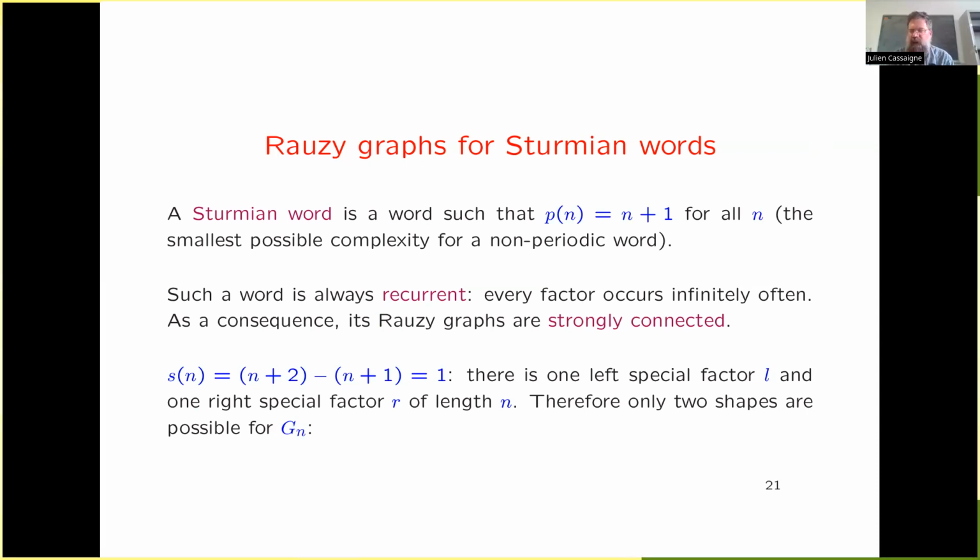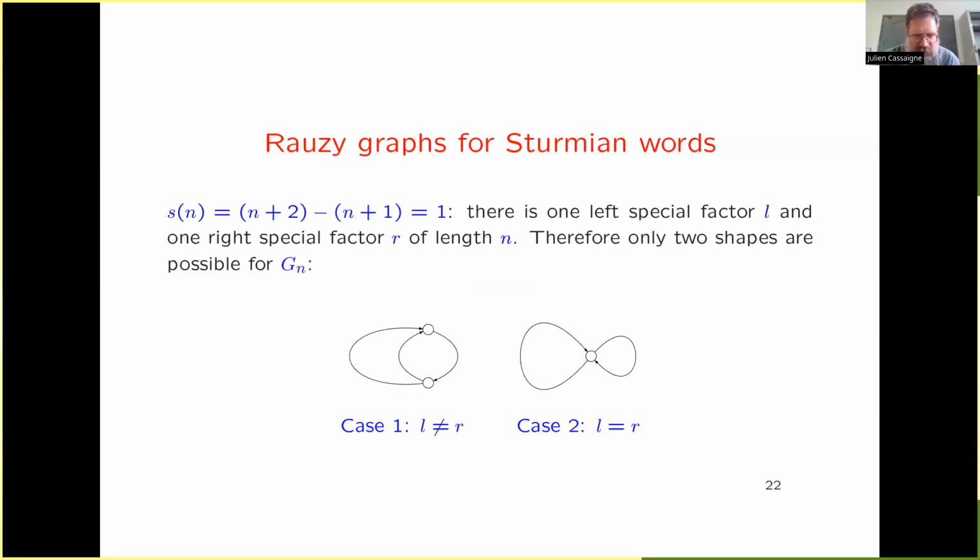So this excludes a graph where you would have one loop and then some path that goes to another loop, but no way to come back to the first loop. And so there are only two possible shapes that are here. In these drawings, I've not represented the vertices that have exactly one incoming and one outgoing edge. That's what I call the shape of the graph. You forget this information and you just look at branching points. And so the two cases are when the special factors are different or when they are the same.